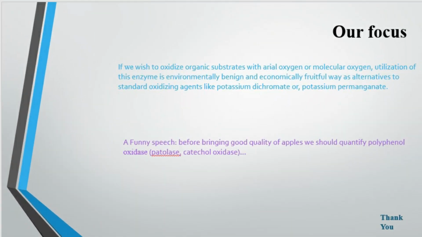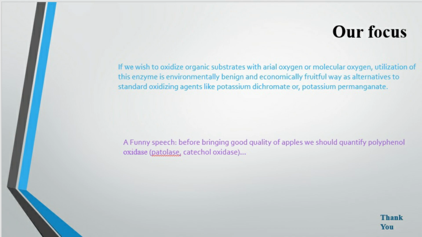Our focus. So, why do we learn such an interesting enzyme? If we use molecular oxygen directly for oxidation of various organic substrates, we can use such an enzyme as an alternative to the standard oxidizing agents potassium dichromate or potassium permanganate, because it is an environmentally benign and economically viable pathway.